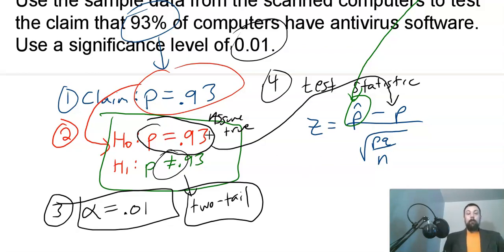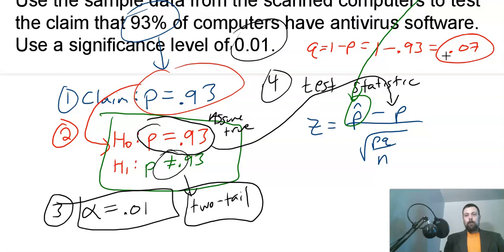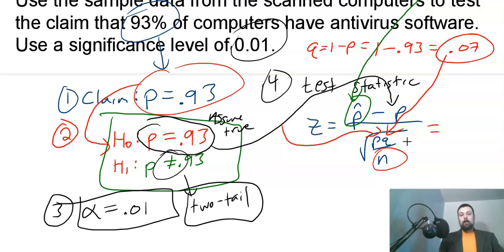Right? Now, if p is going to be 0.93, then q is going to be 1 minus p, which will be 1 minus 0.93 in this case, which is going to be 0.07. So that's the value for q. Again, the value for p shows up again here. It's the same thing, 0.93. And then n was equal to 400. So now we have all the numbers we need to calculate this z-score.